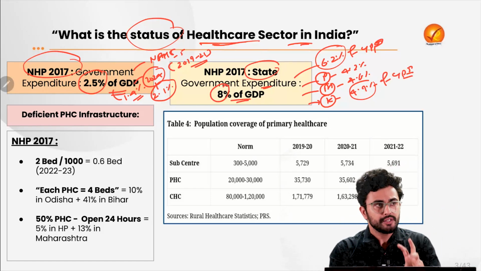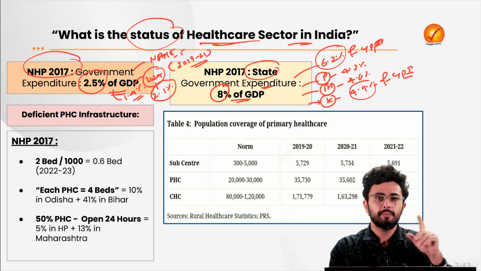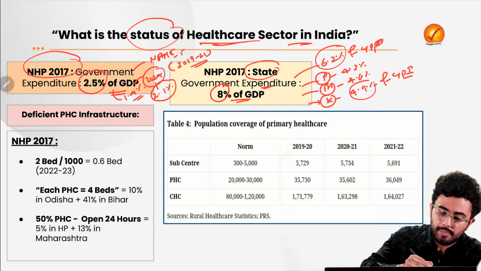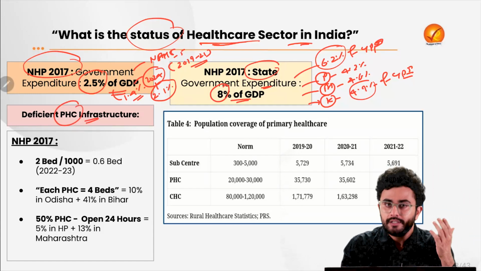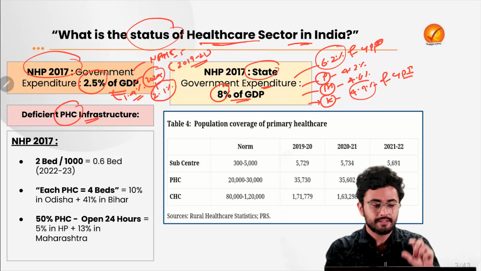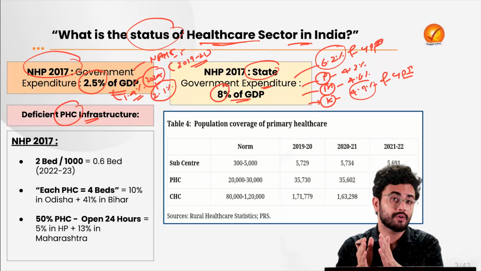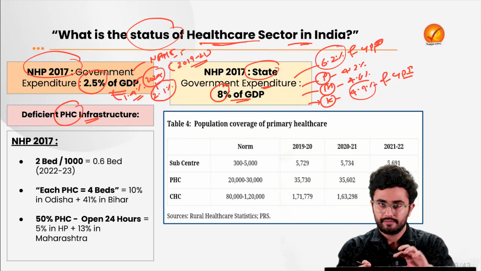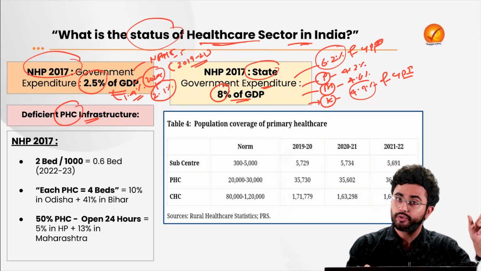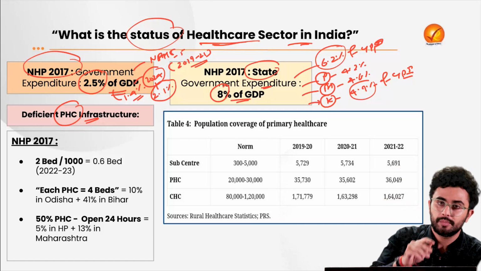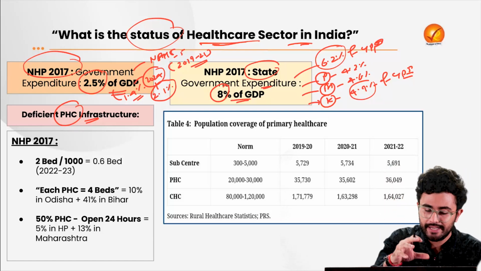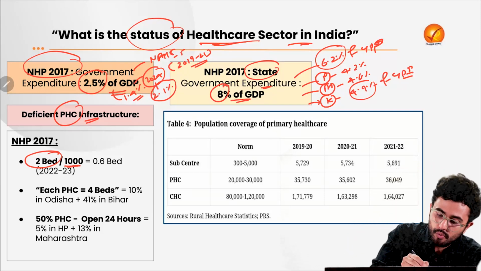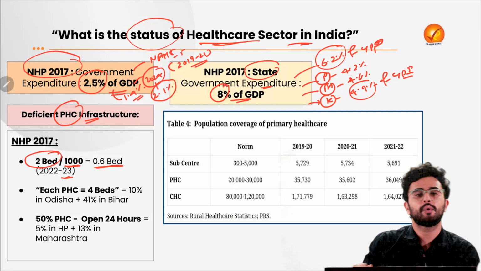Then what is the first point of access to public healthcare services when you are living in any particular area? That is the primary healthcare center. The NFHS 5 shows us that the primary healthcare infrastructure in our country is in a very abysmal state. For example, the directive put forward by the National Health Policy 2017 was that there shall be 2 beds per 1,000 people in these primary healthcare centers. However, there are only 0.6 beds as of 2023.